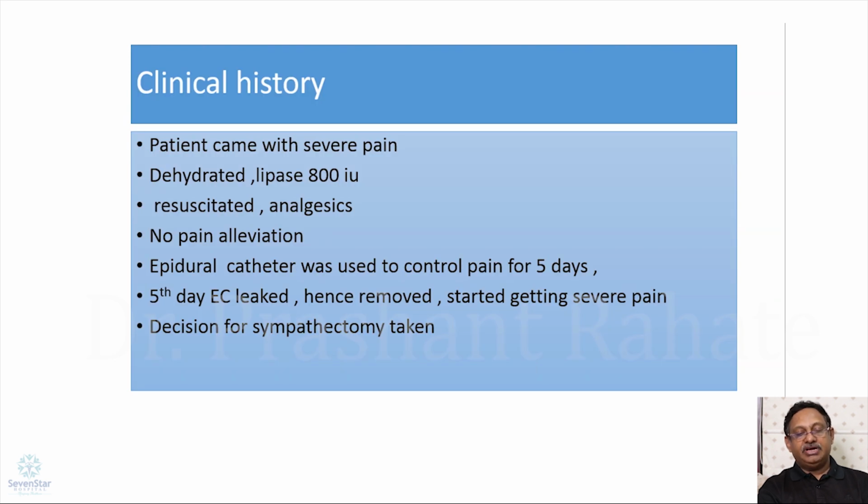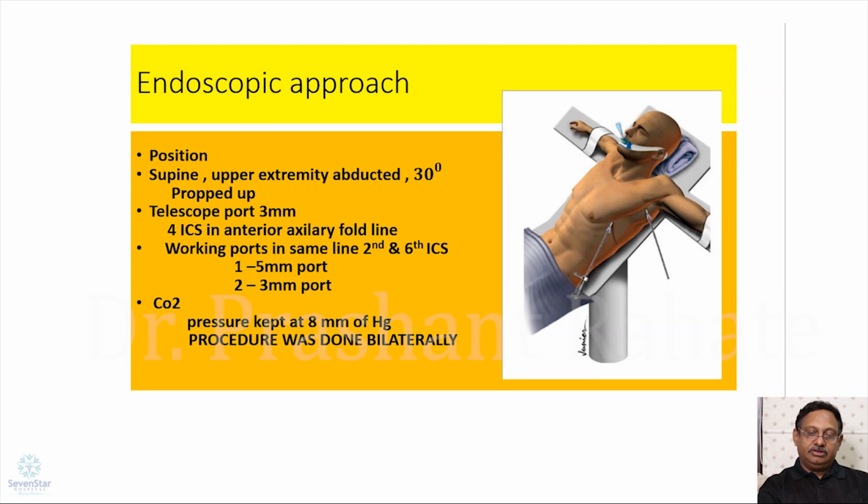Patient came with severe pain, dehydrated, lipase is almost 800 international unit. She was resuscitated, analgesics were given, but there was no pain alleviation. Epidural catheter was used to control pain for 5 days. Fifth day, the epidural catheter leaked and hence removed, started getting severe pain. So decision of sympathectomy was taken and the procedure was explained to the patient and relatives with full idea that this might also fail.